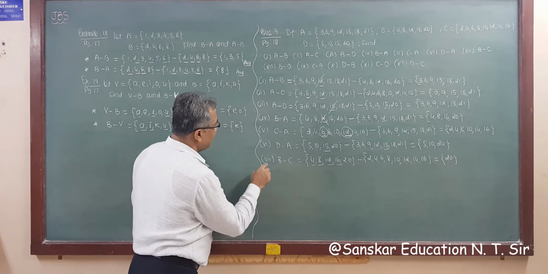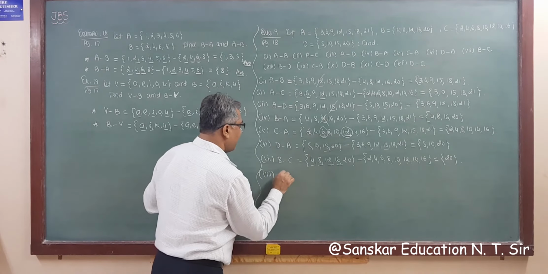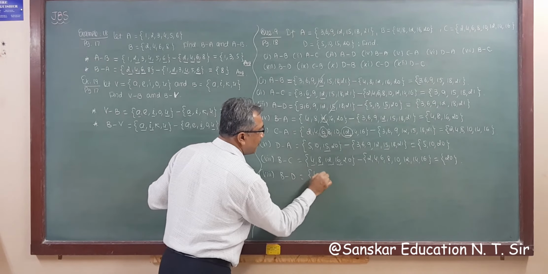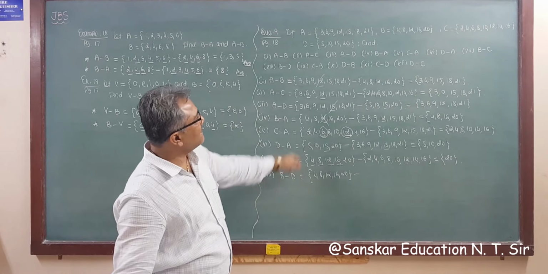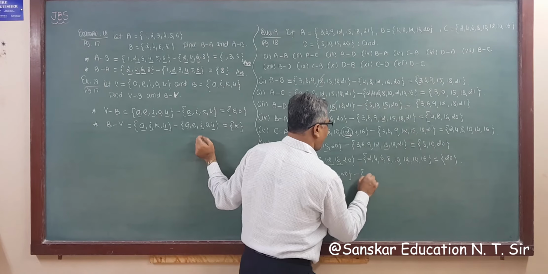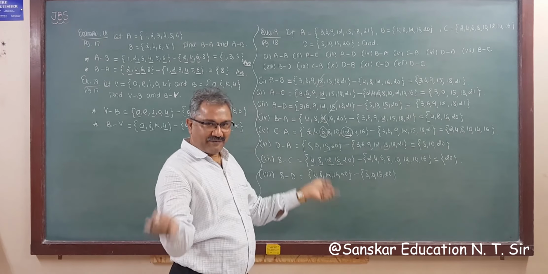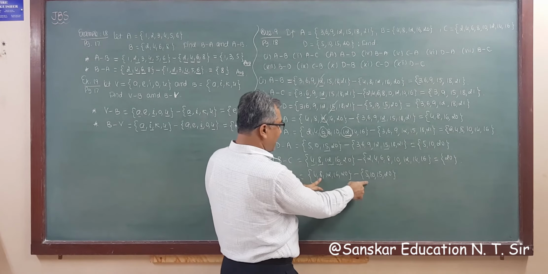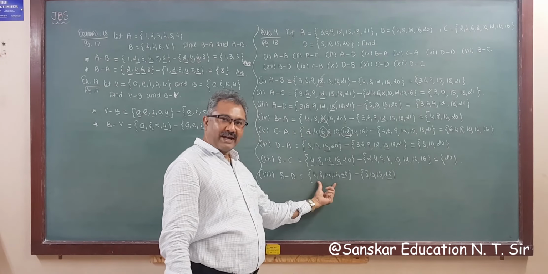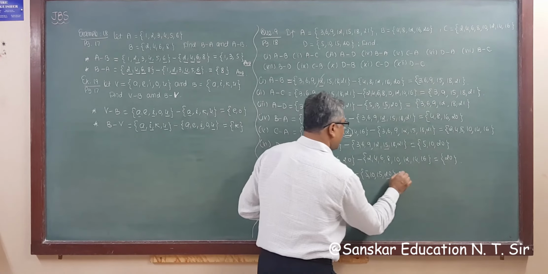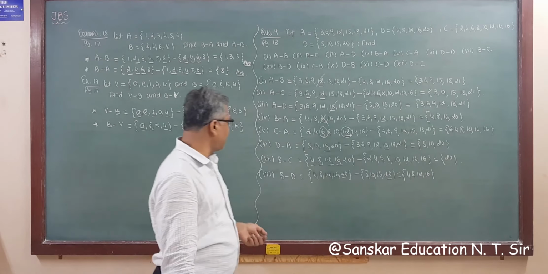Then 8. Question number 8 is B minus D. B is 4, 8, 12, 16, 20, minus set D, which is 5, 10, 15, 20. Right? Difference means: 4, no; 8, 12, 16, no; 20 is there. So the remaining elements are 4, 8, 12 and 16. So 4, 8, 12 and 16 is your answer. Then 9.